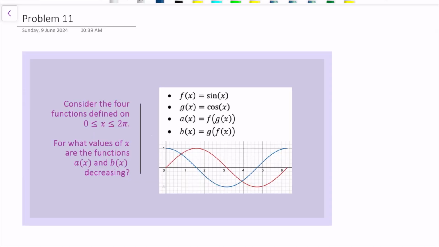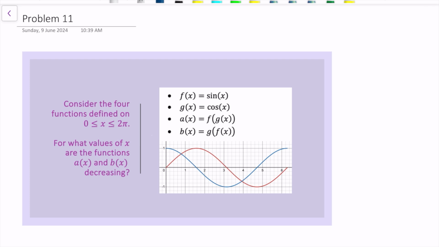Okay, for this problem we need the chain rule. Functions a and b are composite functions. So a is f of g of x, meaning we need to work out the value of g of x and then substitute into the f function, and vice versa for b. We're on the domain of 0 to 2 pi, and we're looking at values of x in which the functions are decreasing.